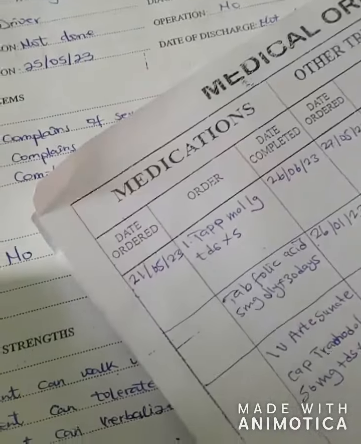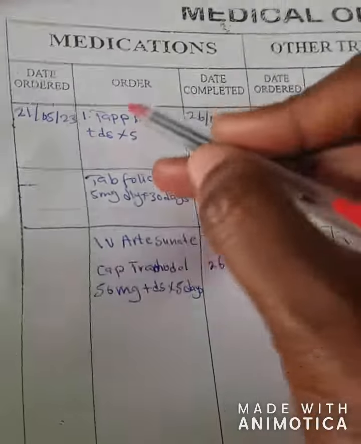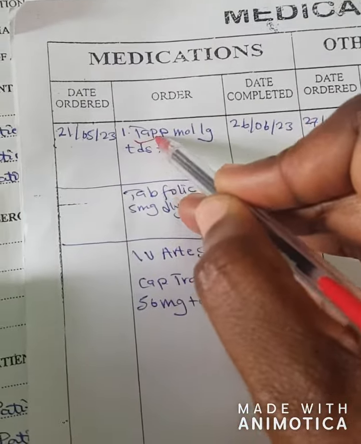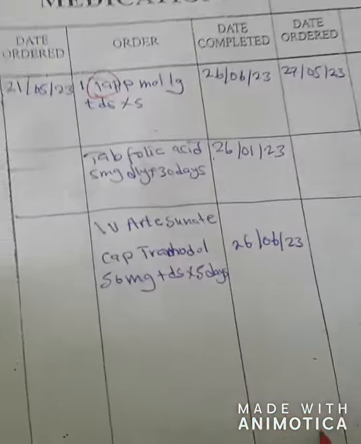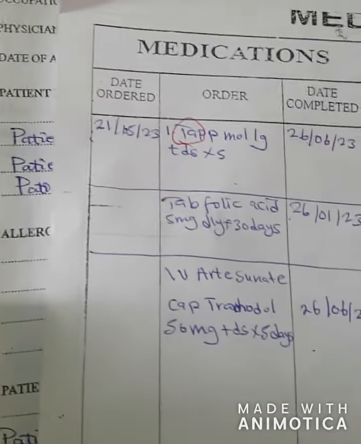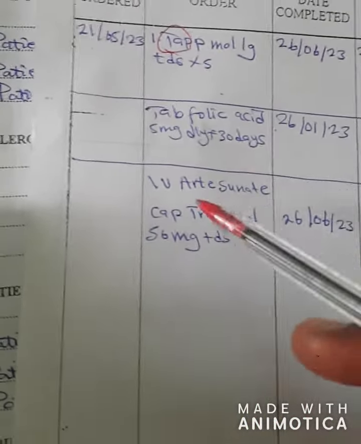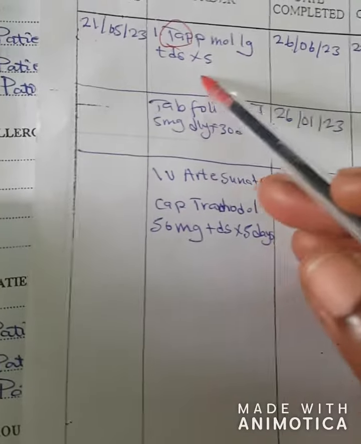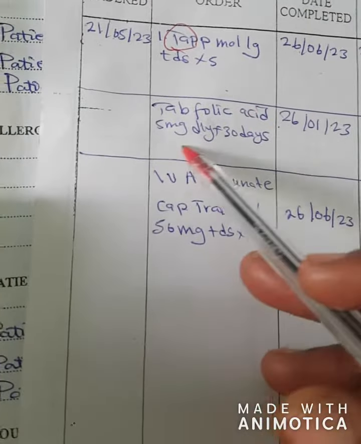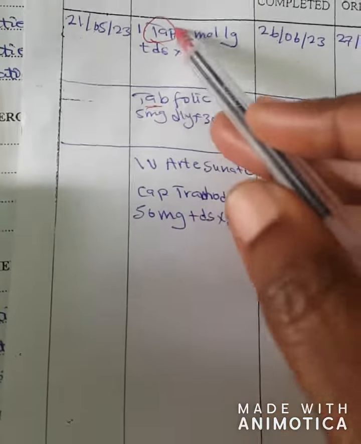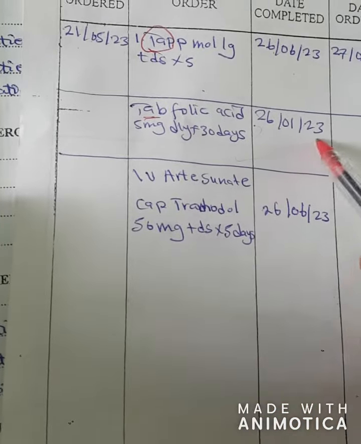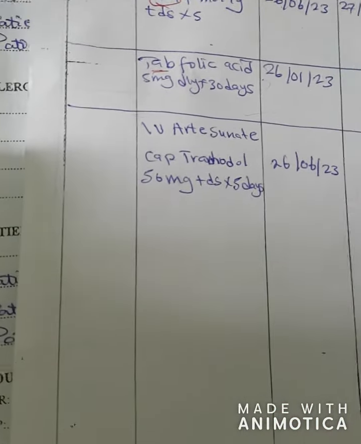Then let's see the back. Tab P more. It's not TAP, it should be TAB, on tablets to be better. 1 gram TDS times 5 days. That should be correct. Tab. So this is correct, but this is wrong. Folic acid. Date completed. That's okay.